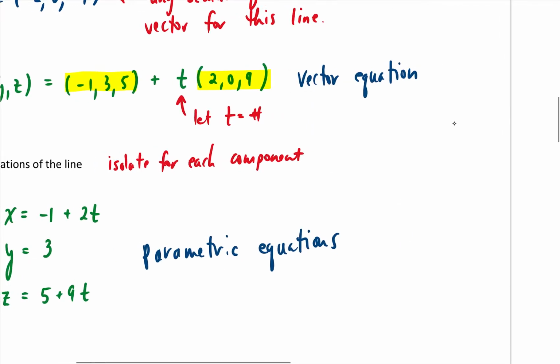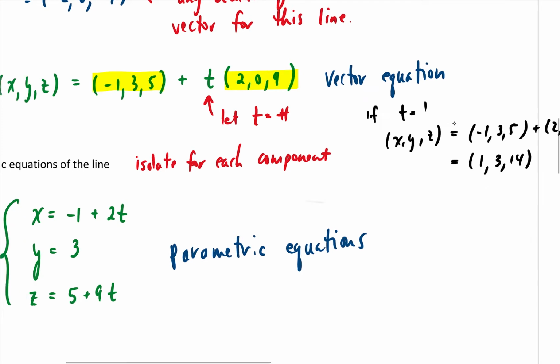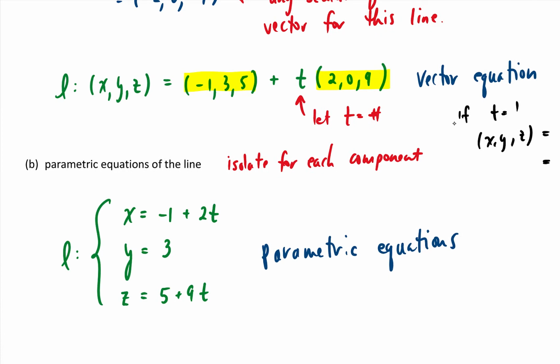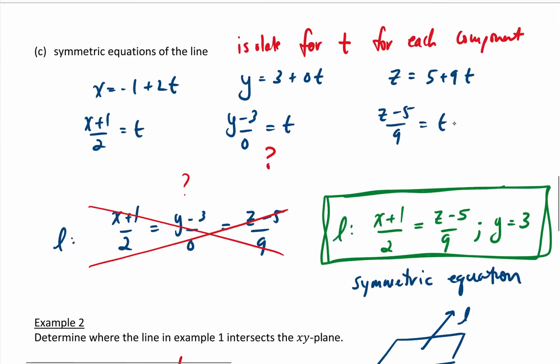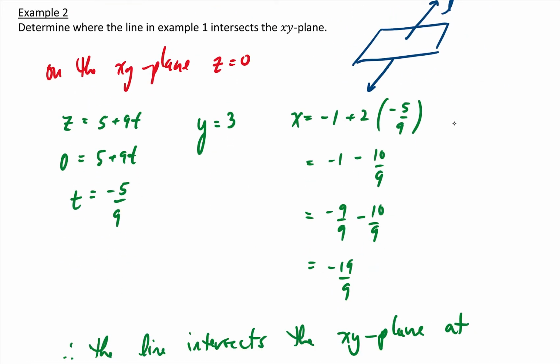So just as a side example, if t is equal to 1, I get that (x, y, z) is equal to (-1, 3, 5) plus (2, 0, 9). And this will give me a point on this line. So this would give us (1, 3, 14) is a point that is on this line. We can write these lines in parametric form. We can write these lines in symmetric form. And then we can also solve problems that involve the intersection of a line with the XY plane, the YZ plane, and so on.